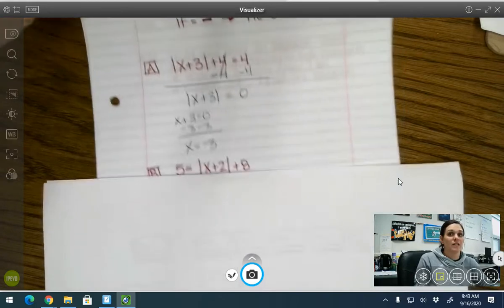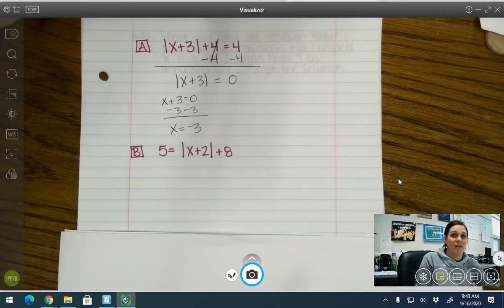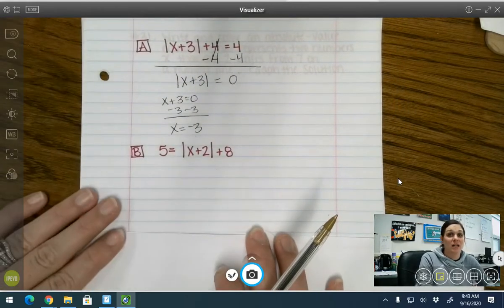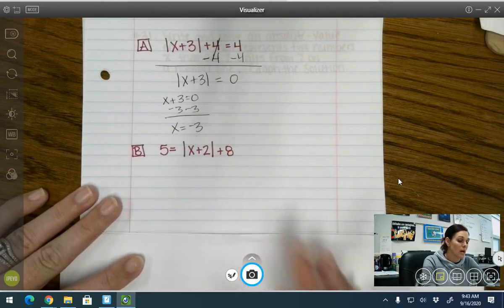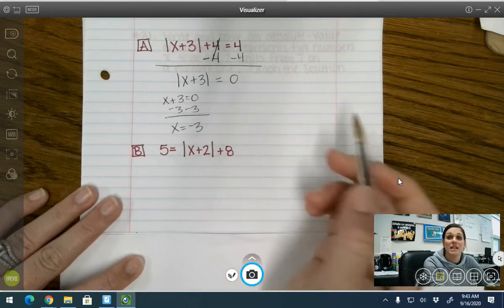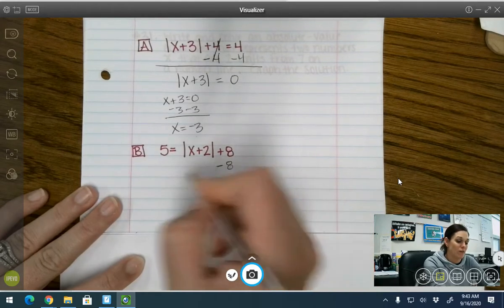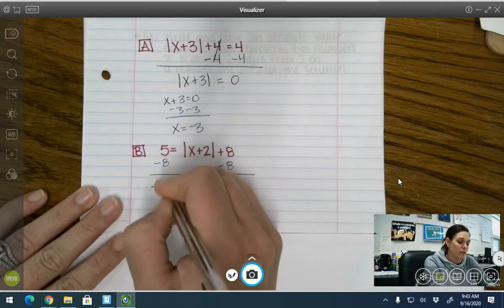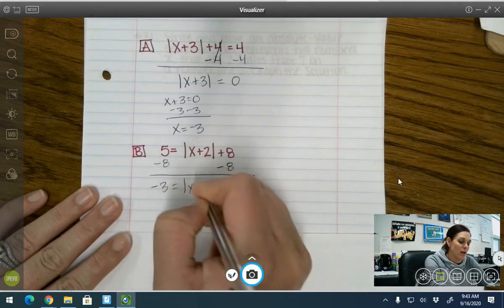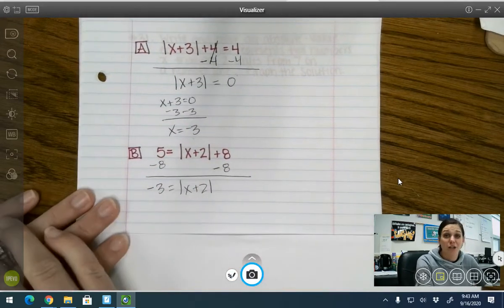All right, the other example that we're going to look at says 5 equals the absolute value of x plus 2, close absolute value, plus 8. Okay, so again, we get rid of what's not touching, so we're going to subtract 8 from both sides. And then we get negative 3 equals the absolute value of x plus 2. Now here's what typically happens.